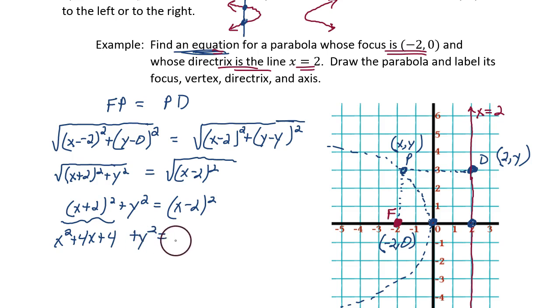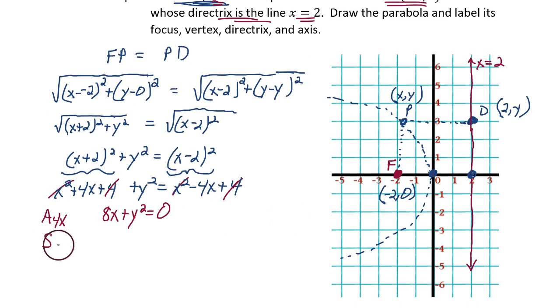Then there's the plus y squared. On the right side, this is another instance of squaring a binomial. Let's expand that: x squared minus 4x plus 4. There's an x squared on both sides, so using subtraction, those will cancel away. There's a positive 4 on both sides, so when you subtract 4, those will cancel away. Next step, add 4x to both sides to remove this negative 4x. We get 8x plus y squared equals 0.